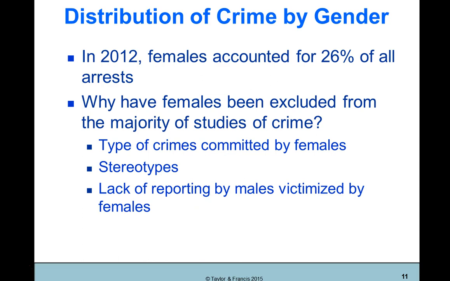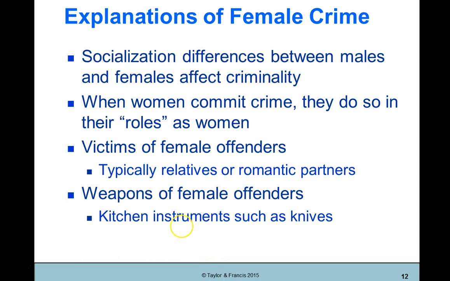Okay, here we are. We're going to get into the part that I asked you to read, but we also look at crime distributed by gender. So in 2012, females accounted for 26% of all arrests, and what we see over time is that males always commit more crime than females, and especially violent crimes. Now here's the section that I wanted you to read, because it's just important to look at the explanations of female crime, since it's so understudied and underreported.